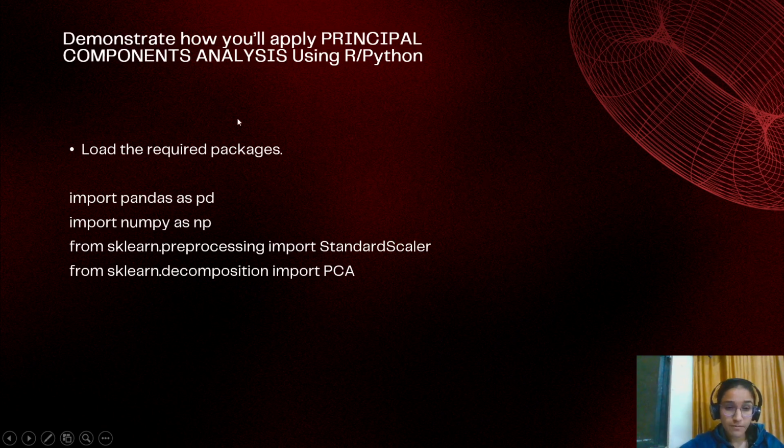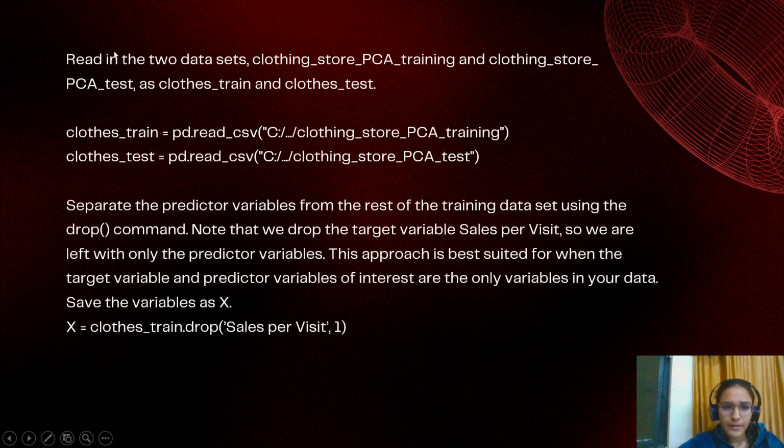So what is principal component analysis? It seeks to account for the correlation structure of a set of predictor variables using a smaller set of uncorrelated linear combinations of these variables, called components. So this is what principal component analysis does. We need to import these packages. Then we will be reading two datasets, clothing_store_PCA_training and another one. This is the code for that.